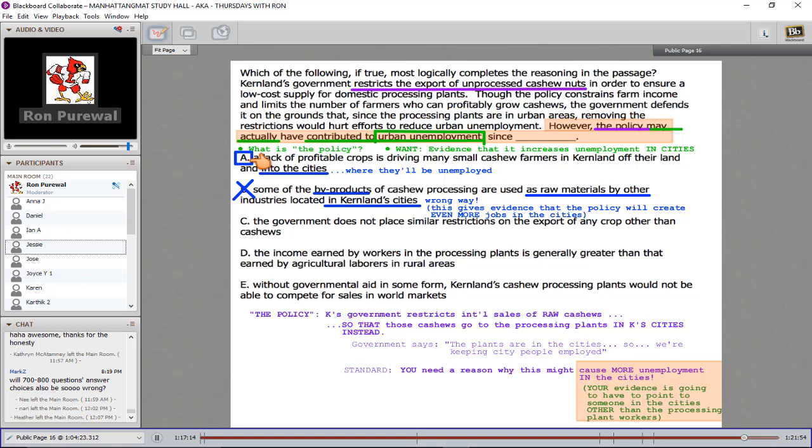There are two ways to avoid that. Number one, just write down on the paper, I need to go this way. I need to argue that there will be more unemployment in the cities. If you just write that down and look at it, then you won't pick choices like B. You should write this. You should not attempt to keep this in your head. Don't do it. Write this down. Even if you don't take other notes, you should definitely write this down.